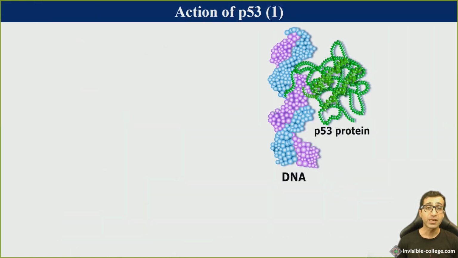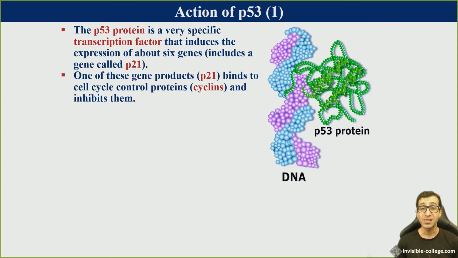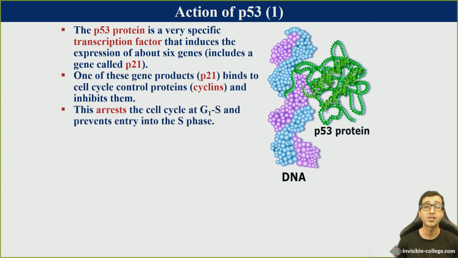So the p53 protein is a very specific transcription factor, and it induces the expression of about 6 genes, including a gene called p21. Now, one of these gene products, the p21 gene product, binds to the cell cycle control proteins called cyclins and inhibits them. Now this in turn will arrest the cell cycle at the G1/S boundary, and this prevents the entry of the cell into the S phase of the cell cycle.